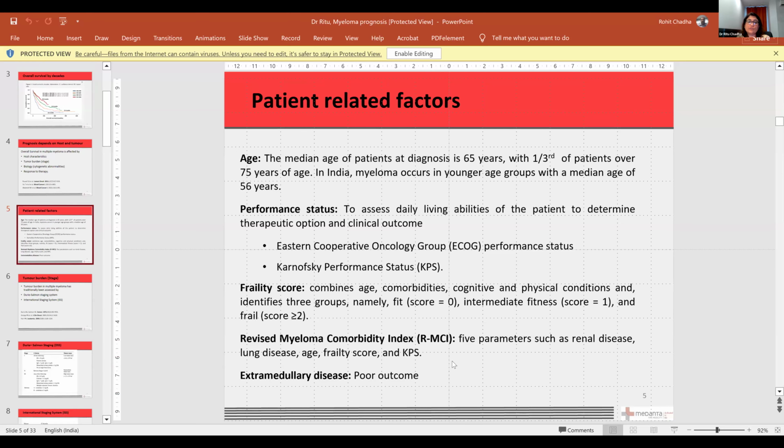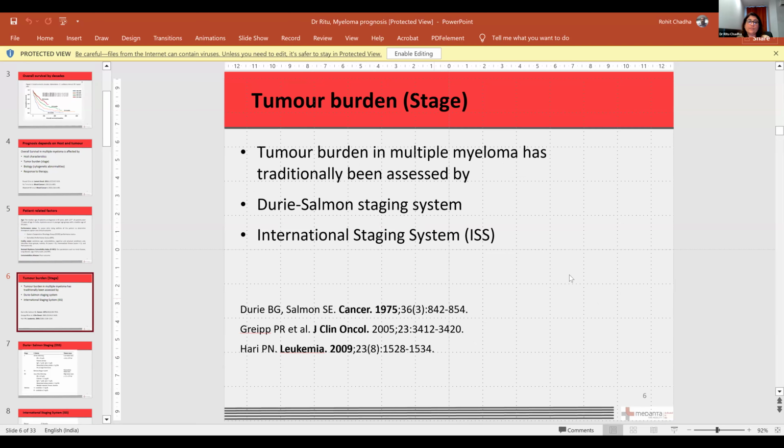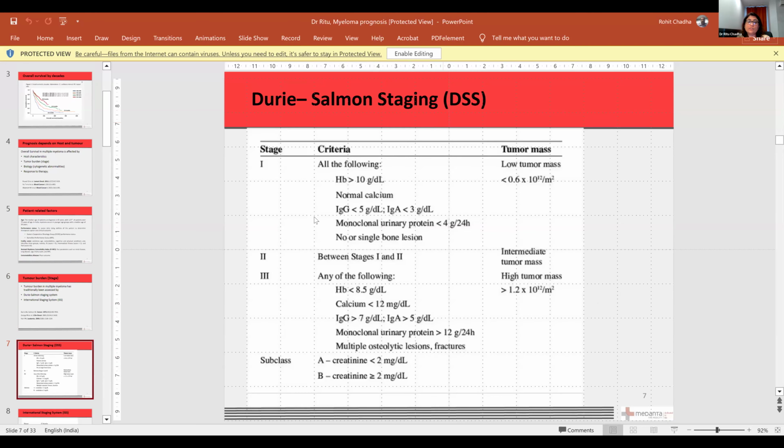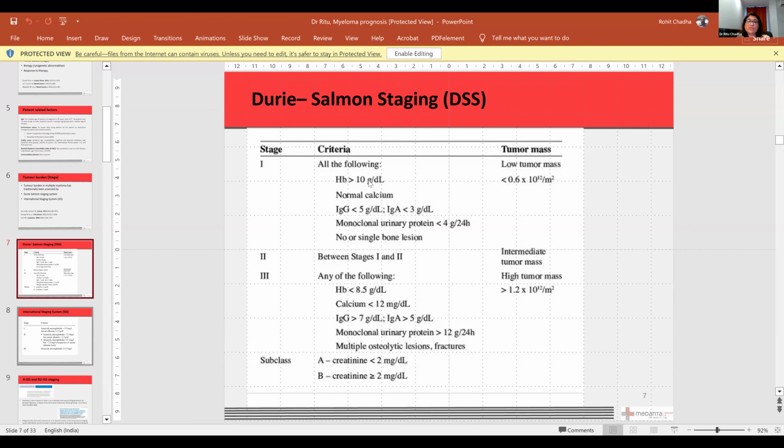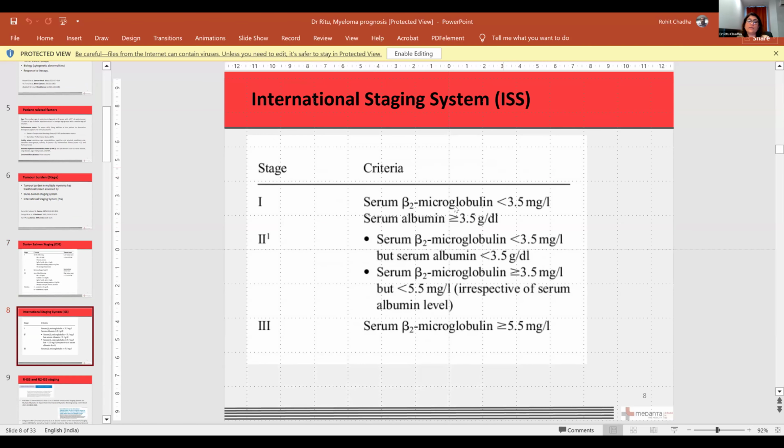The tumor burden or the stage. Traditionally, we know the Durie-Salmon staging system and the International Staging System, which are now obsolete. However, they served their purpose from 1975 till 2009. The Durie-Salmon staging system included a lot of biochemical parameters. And the International Staging System was very nicely identified with only two markers, serum beta 2 microglobulin and serum albumin, the cutoff being less than 3.5 milligrams per liter for beta 2 microglobulin and more than or equal to 3.5, and there were three stages.